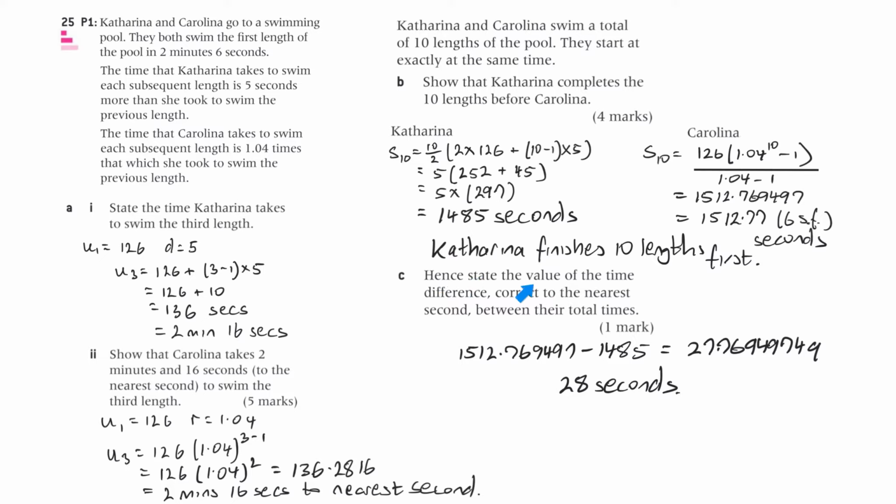C, hence state the value of the time difference correct to the nearest second between their total times. All right, so we know that Carolina was 1512.77 to 6 significant figures. Well, from the calculator, I just kept it and saved it, so I've used all decimal places that were shown on the calculator. And then I'm going to subtract Katerina's 1485 seconds, and I get 27.76949749, which to the nearest second is 28 seconds.